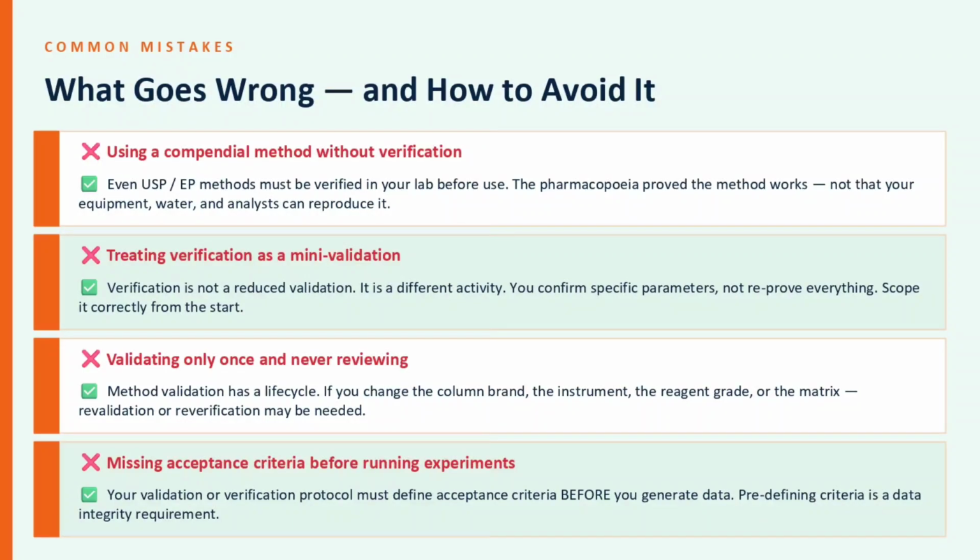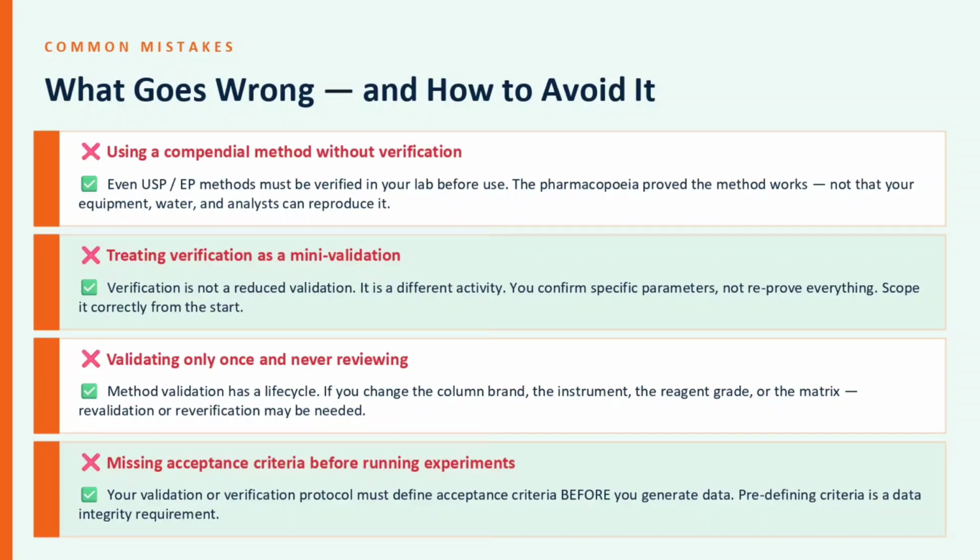The first is using a compendial method without verification. This is surprisingly common. A lab receives a USP method, assumes it is approved because it is in the pharmacopoeia, and starts using it without any verification. This is a finding in every regulatory inspection where it occurs. The fact that the pharmacopoeia validated the method does not mean your lab can run it. You must demonstrate that.